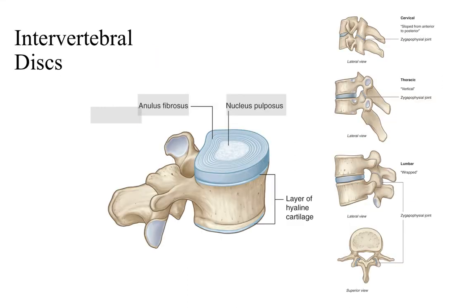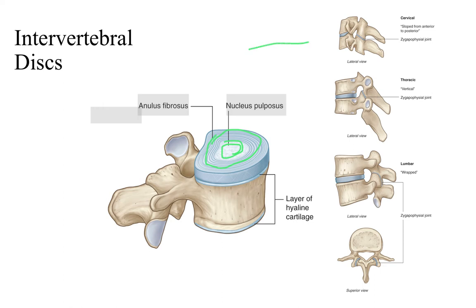Between each one of the vertebrae you have these intervertebral discs, and if you look at the intervertebral discs, they have a very specific structure to them, consisting of the annulus fibrosus, which are layers of concentric rings, mostly made up of collagen and fibrocartilage. And then in the center, we have this structure called the nucleus pulposus, which is a gelatinous type structure that is designed to absorb shock.